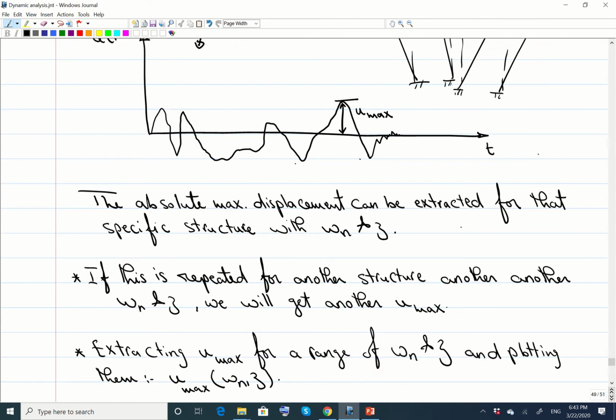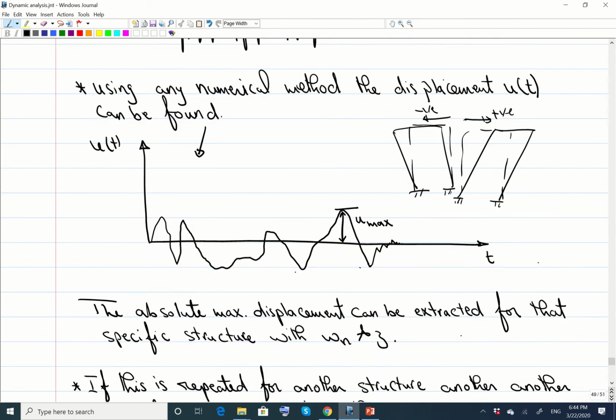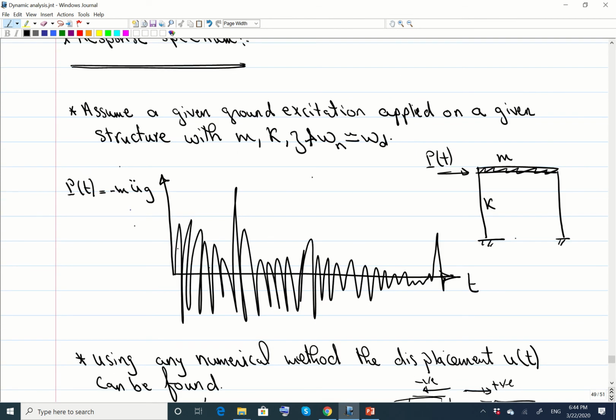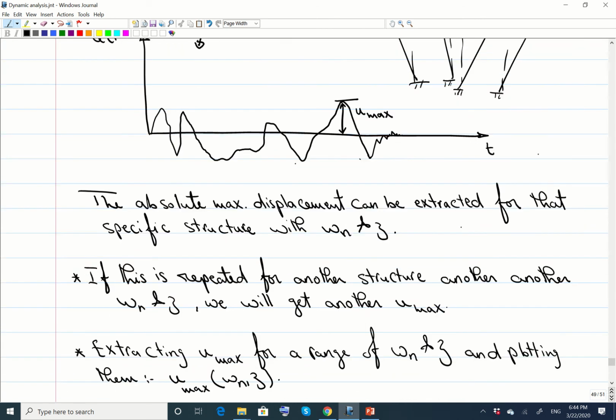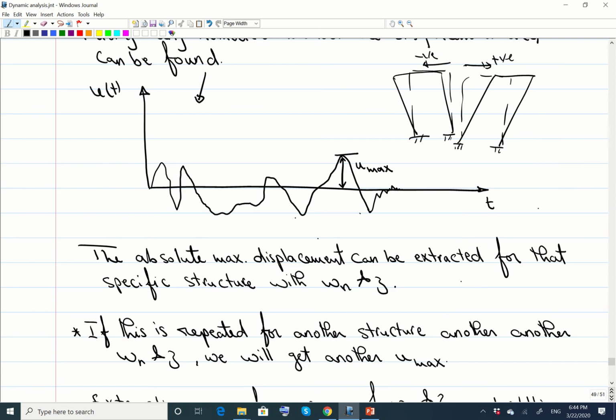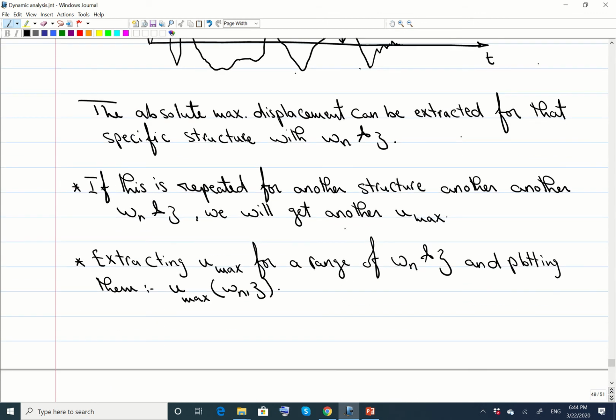Now, let's do the same step with this same earthquake excitation, but let's assume we have a different structure with different m, different k, different zeta, different omega n. I want to find the response of that new structure. I'm going to do the analysis, find u maximum for that new structure, and extract it. What we're going to do is repeat those steps for different omega n and zeta. So for different structures with omega n and zeta, you do a dynamic analysis, you have the complete response, and you extract the amplitude of the maximum displacement, the absolute value of it.